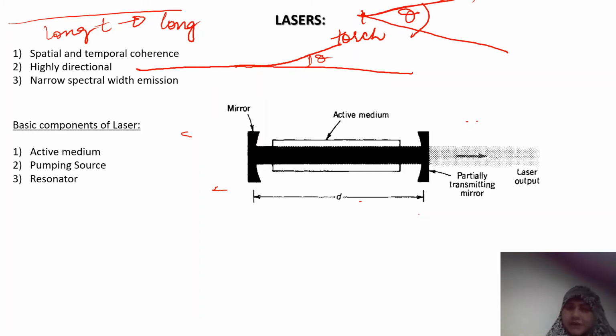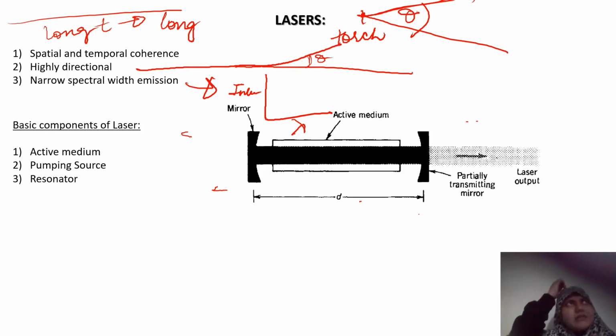Now, narrow spectral width emission. What is the meaning of narrow spectral width emission? That means if we look at the intensity of this laser light, let's say we draw a graph of the intensity of this laser light with the wavelength, and this intensity is in arbitrary units.